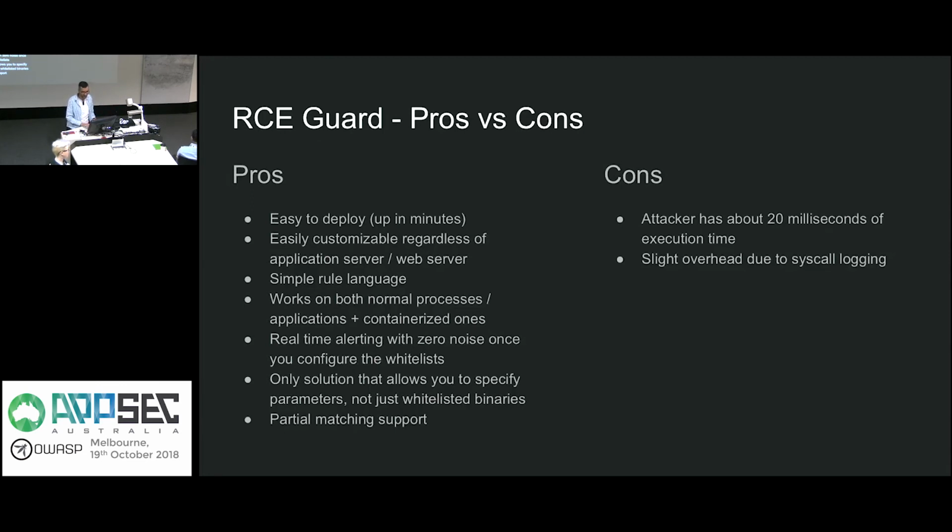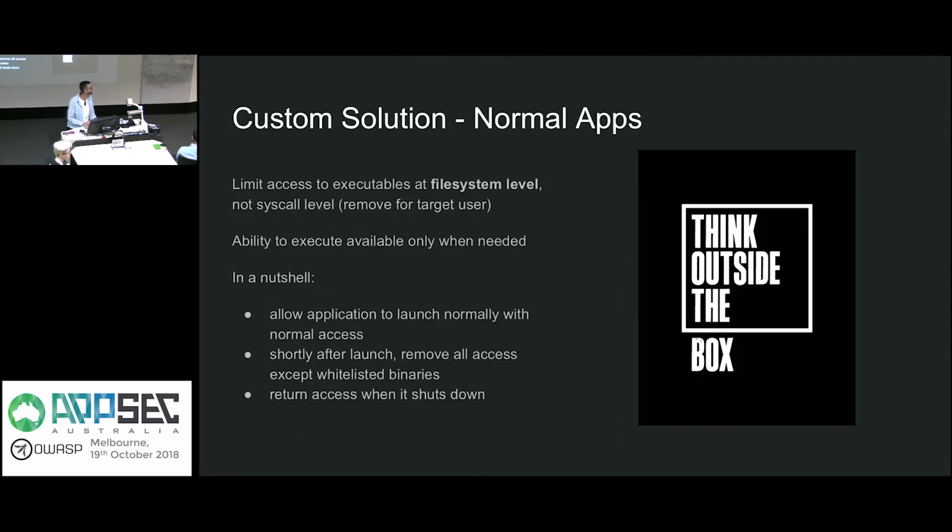The cons: the attacker has about 20 milliseconds of execution time, and there's a slight overhead due to the syscall logging. So could we do better than that? Any ideas? Okay, actually, we're going to see something I think is one of the coolest tricks in AppSec history.